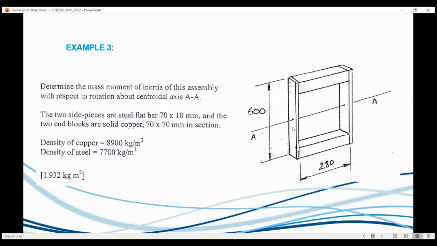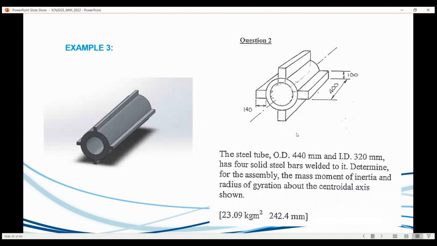For instance, one like this, you can see that this bar over here, the side bars, two side pieces, that is perfectly fine. However, if you look at these two end blocks here, which are made up of copper as stated, there one has to adopt the parallel axis theorem, obviously at a distance of 300.